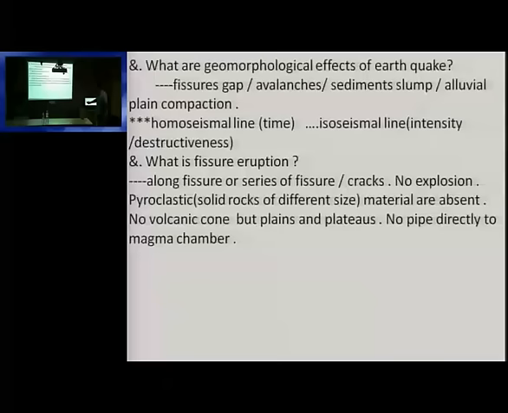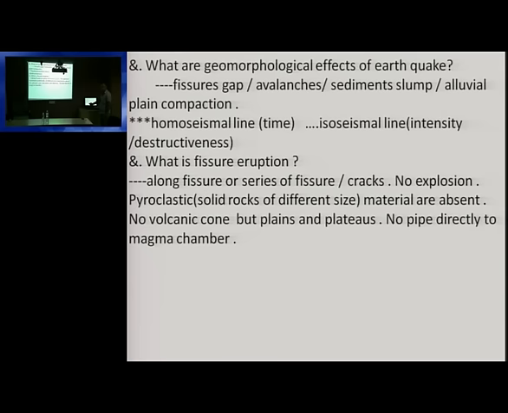Now, when we come to volcano, fissure eruption is related to volcano. What is fissure eruption? A long fissure or series of fissure cracks, no explosion, and pyroclastic material, solid rocks of different sizes, is absent. What is pyroclastic? This is a geographical term, you need to remember this. Pyroclastic is nothing but solid rocks of different sizes.